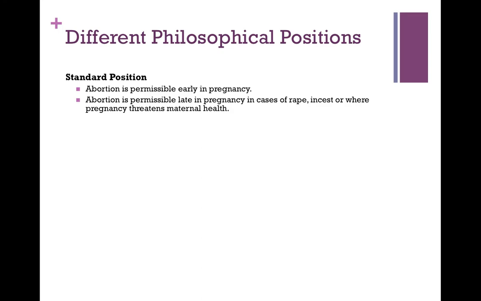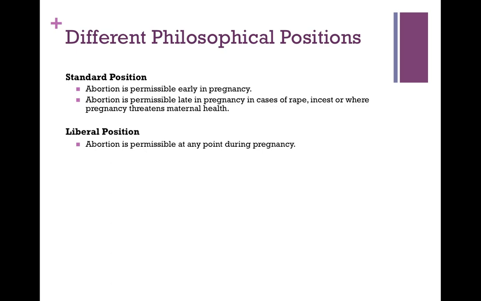But what I'm calling the standard position is going to be something like this. Abortion is permissible early in pregnancy, and later in pregnancy, abortion is only permissible in cases of rape, incest, or where it threatens maternal health in some way. And when I talk to most people, this is kind of the sense I get of the view that they adopt. They say, well, if you're going to have an abortion, the time to do it is early on. Once the fetus reaches a certain level of development, you shouldn't have an abortion unless it's a product of rape, incest, or it threatens the life of the mother.